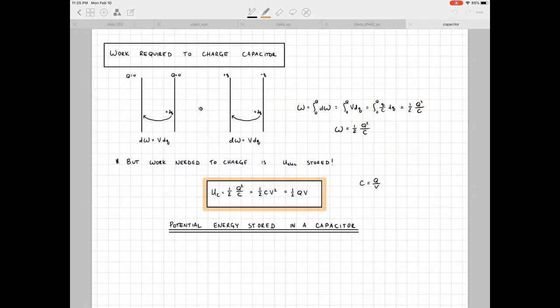All right, last up is a discussion of the work required to charge up a capacitor, which is directly related to the potential energy that's stored in a capacitor. The first thing I've drawn here is 2 parallel plates with net charge 0 on each. If I take a little chunk of charge from the right surface and move it over to the left, how much work does that require?